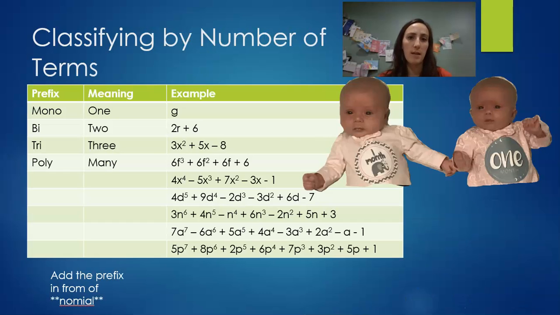If we were to classify by the number of terms, for one term of a polynomial we use the prefix mono, so we would call that a monomial. If a polynomial has two terms in it, for instance 2r plus 6, we would use the prefix bi, so that is a binomial. If it has three terms, we use the prefix tri, it is called a trinomial. And then any after that, if it has 4, 5, 6, or more terms, we use the prefix poly, so it's just called a polynomial.